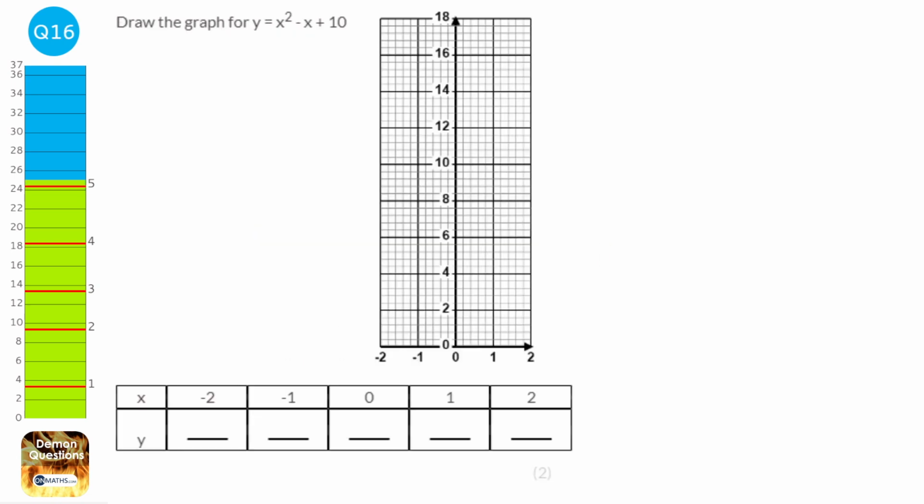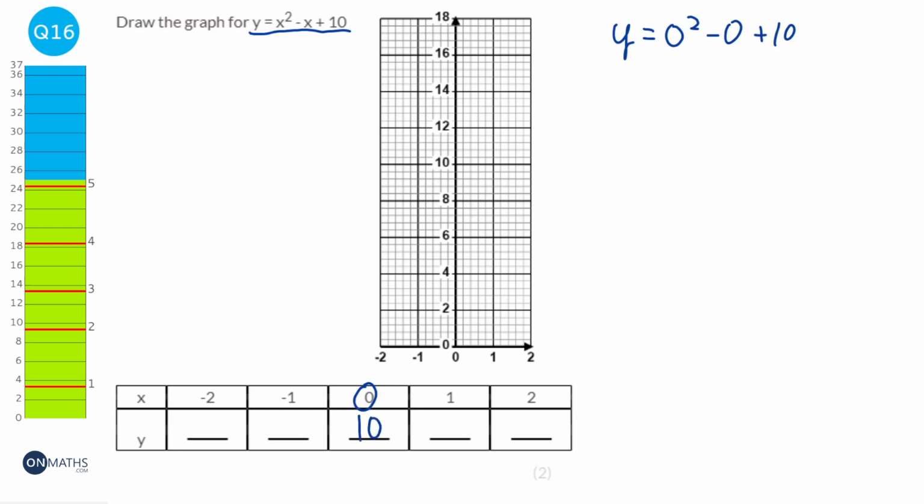So we're going to start off with x equals 0, and we're going to write out this equation but with 0 every time it says x. So it's going to be y equals 0 squared minus 0 plus 10. Well, 0 squared is just 0, so 0 take away 0 is just 0, plus 10 is just going to be 10. So the answer there would be 10. Could do the same for 1. So it would be 1 squared minus 1 plus 10. Well, 1 squared is 1. 1 take away 1 is 0. Plus 10 is 10. So that will also be 10.